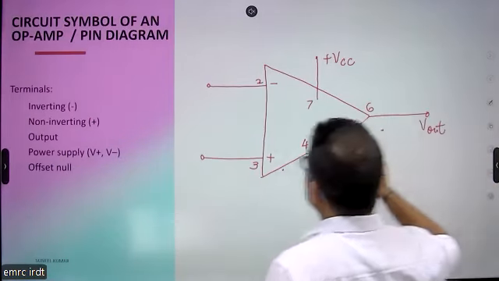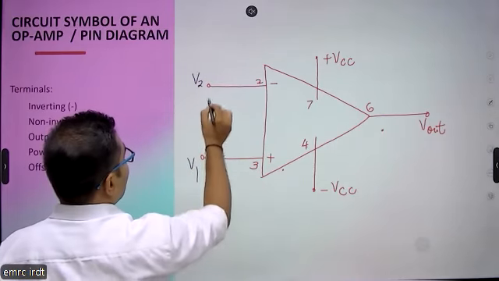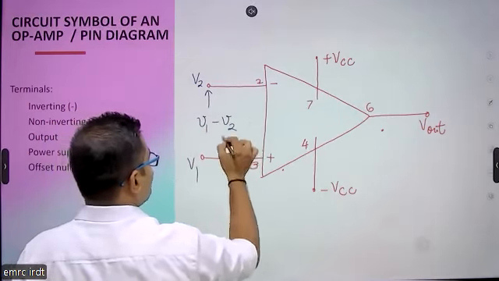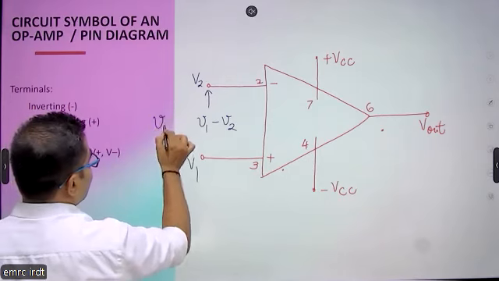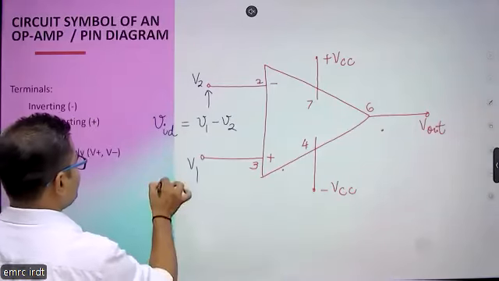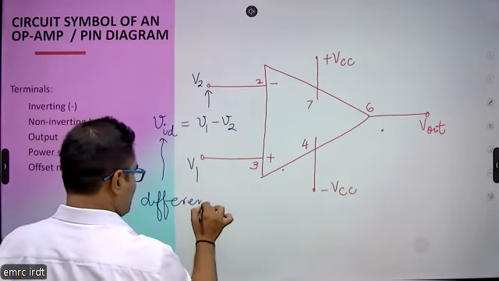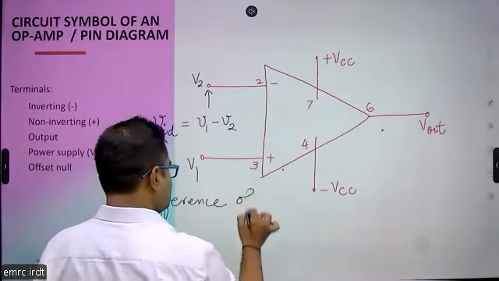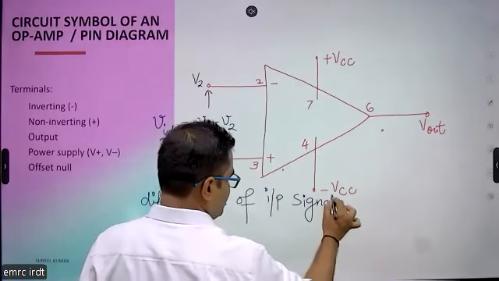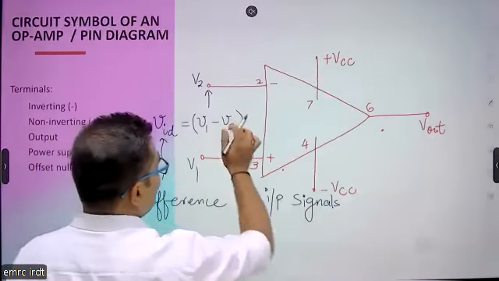We can write it as this is V2, this one is V1, and the difference of these two voltages is V1 minus V2, that is going to be amplified. So this is known as the VID, that is the difference of input signals. So basically this particular voltage is going to be amplified.